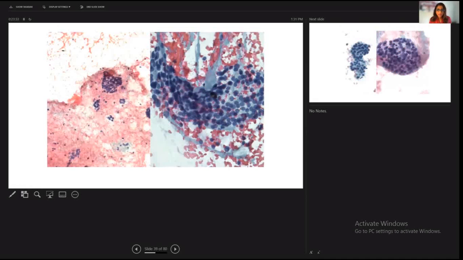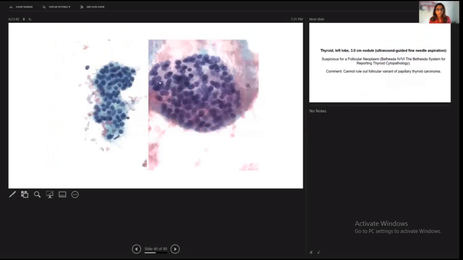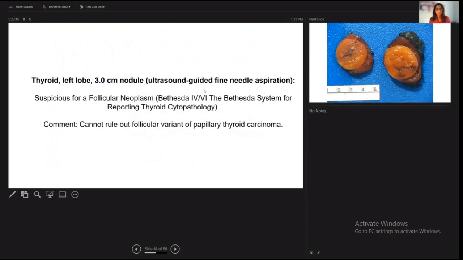And as you can see, there is still some crowding, some kind of overlap. There is a little bit of paleness, a lot of microfollicles and blood. And this is a nice, ton of microfollicles here and overlapping, some paleness. So this is a good use for Bethesda 4, suspicious for follicular neoplasm. And I use the term cannot rule out follicular variant of papillary thyroid carcinoma only because of the presence of that paleness to those nuclei.